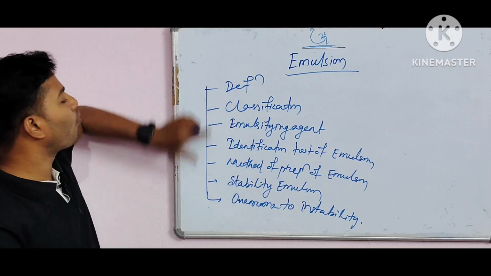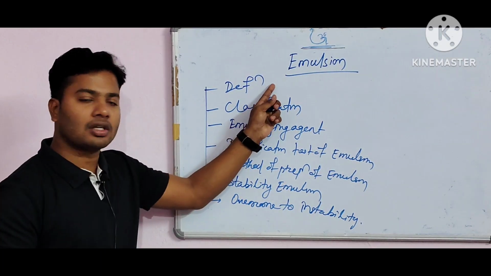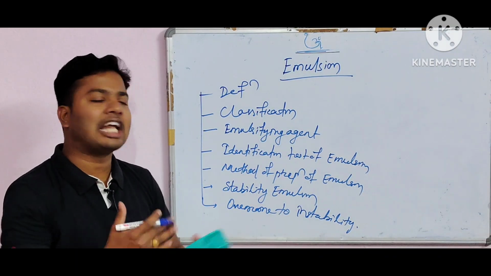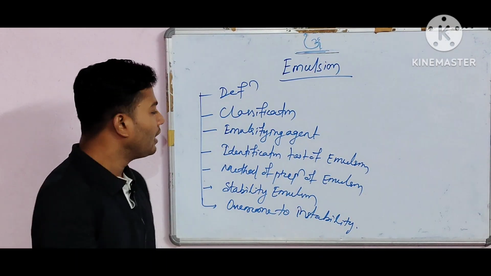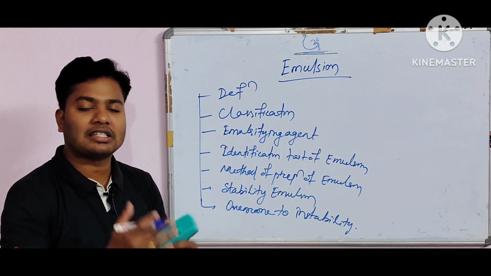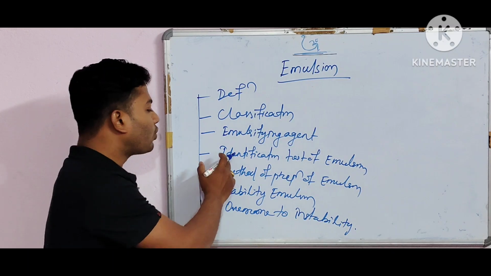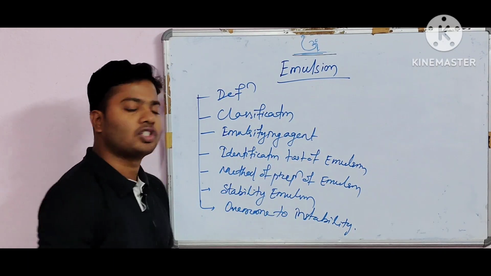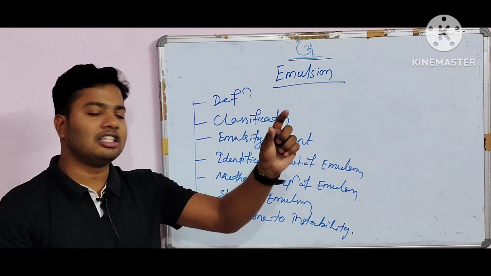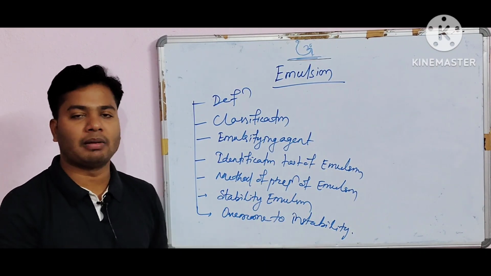I will discuss all the parameters one by one. First is the definition, second is the classification. Classification means how many types of emulsions are present. Next is the emulsifying agent: what do you mean by emulsifying agent, and what is its importance in the preparation of emulsion? Next is the identification test of emulsion. By using such tests, you have to identify whether this is an O/W type of emulsion or a W/O type of emulsion.